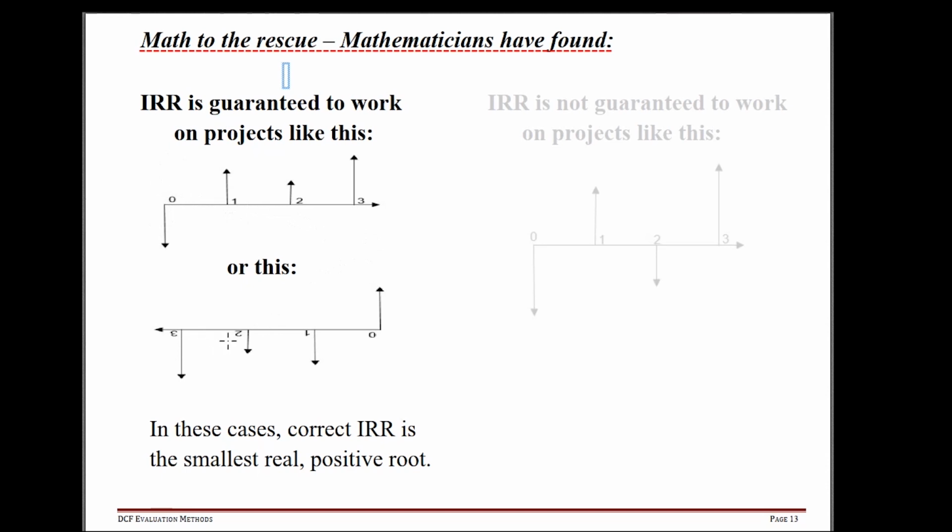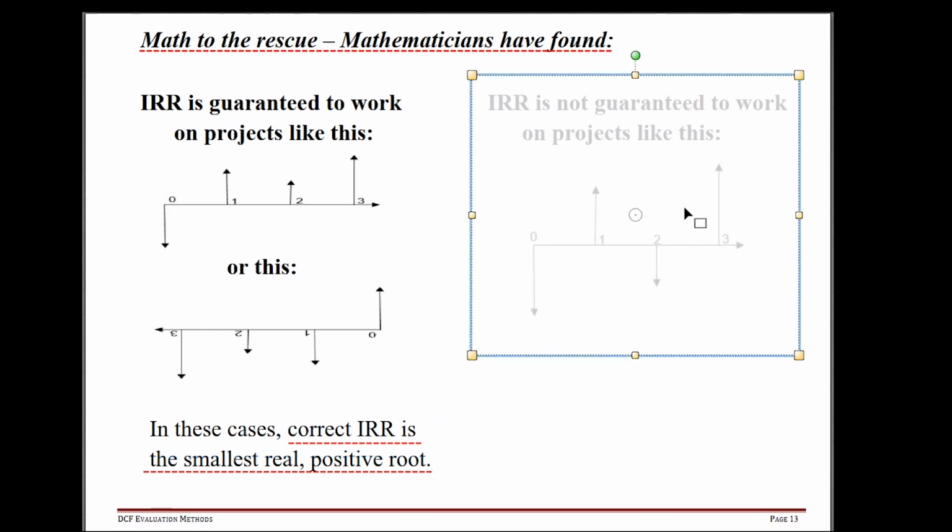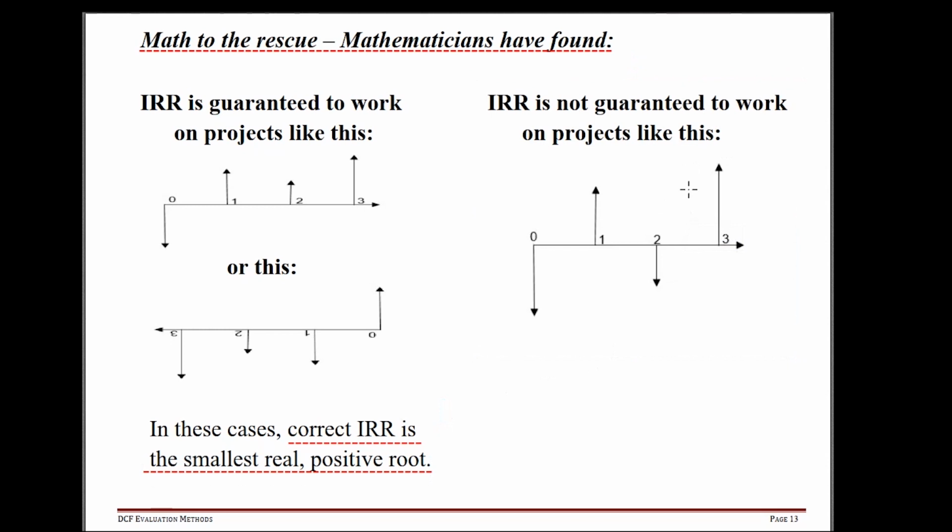Or, on the other hand, if we have all negative cash flows here and one positive one at the end, or we could flip this over the x-axis and have all positive cash flows and then one negative one at the very end. For these 4 cases, the 2 that are shown and the 2 additional we get by flipping over the x-axis, the mathematicians have shown that the correct IRR is the smallest real positive root of the polynomial equation. The IRR method is not guaranteed to work for projects like this, where you may have a positive or negative cash flow at any old time.